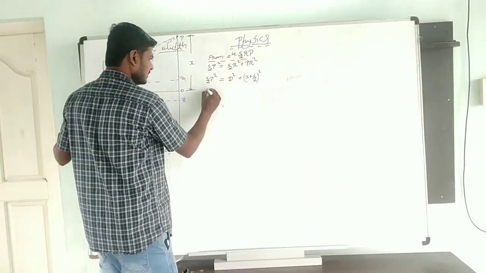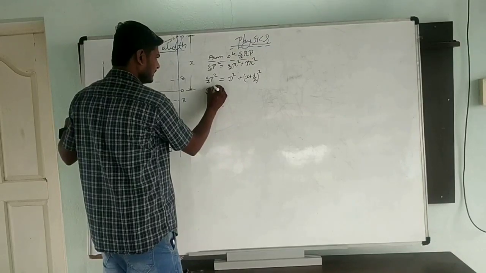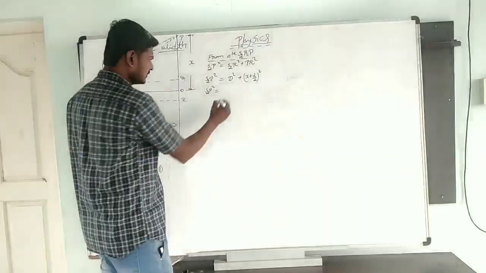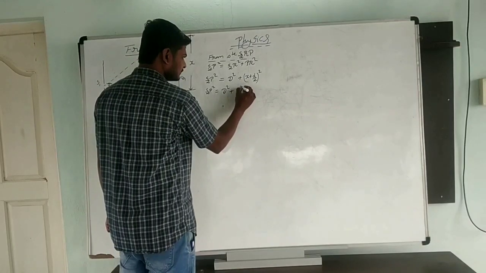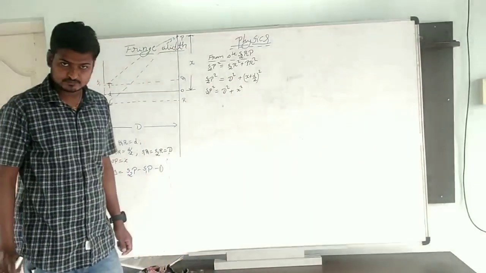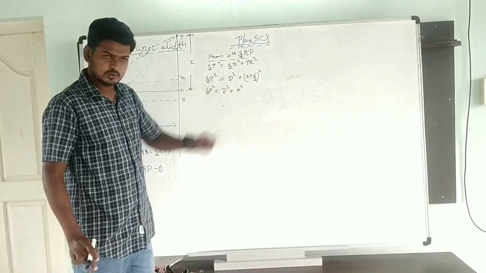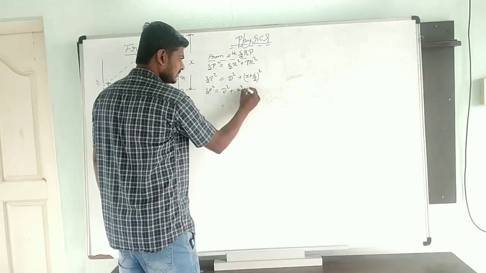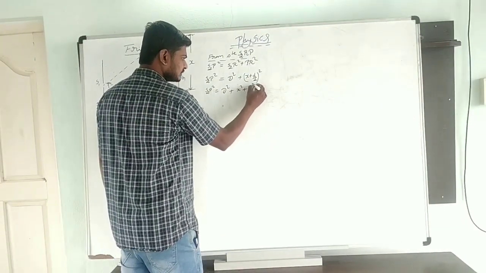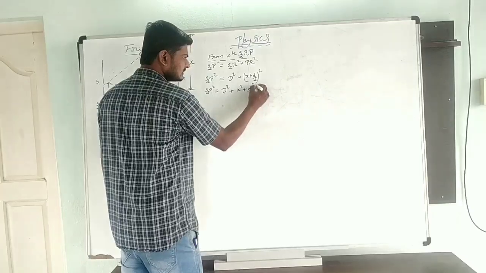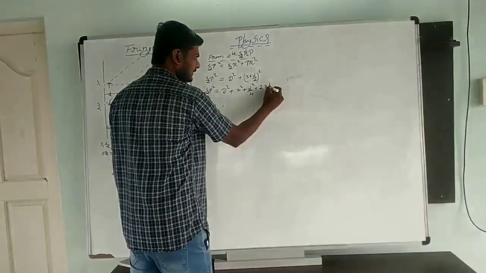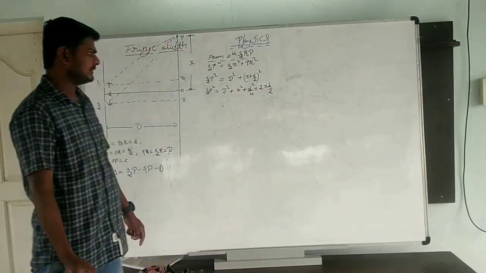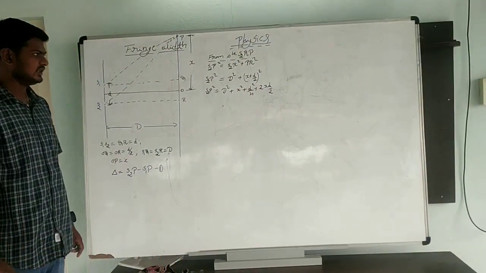Now S2P square is equal to D square plus (X plus D by 2) whole square. Using the A plus B whole square expansion, we get X square plus D square by 4 plus 2AB, which means 2XD by 2. This is S2P square.